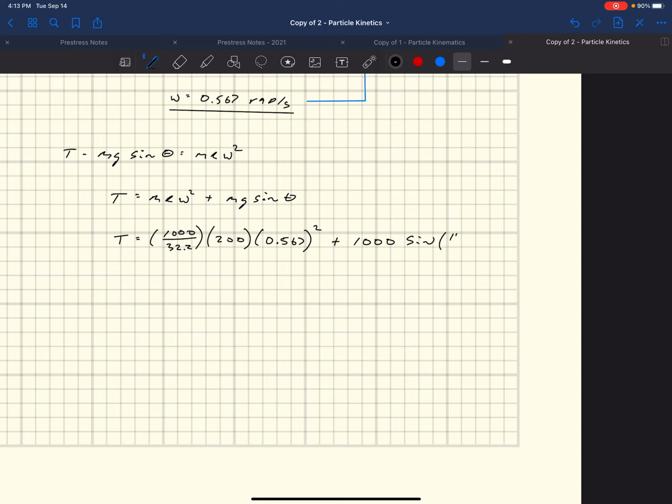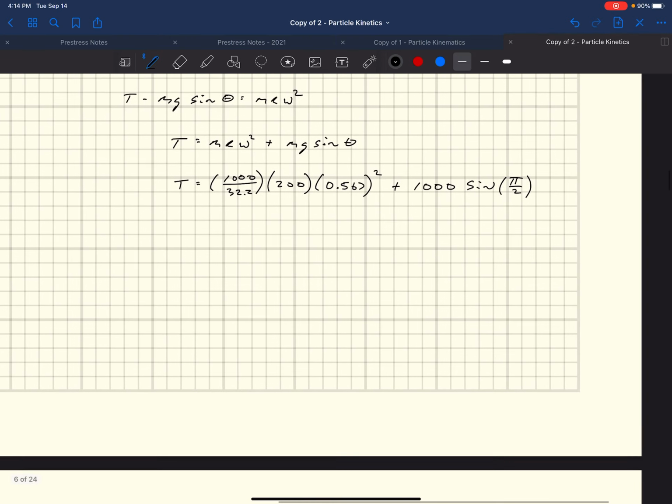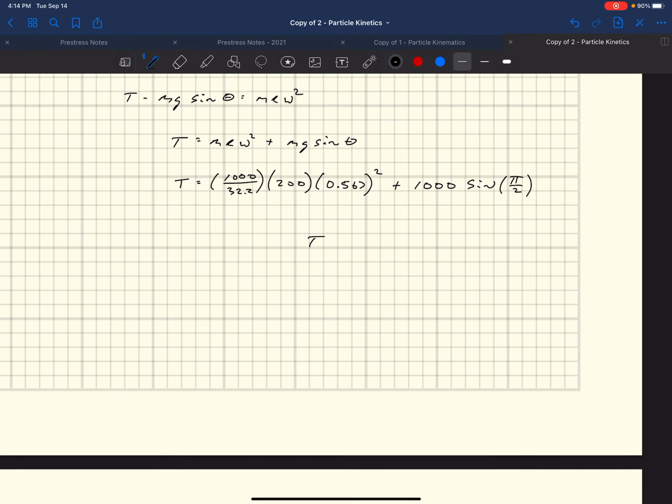of pi over 2. Right? And if you carry out that math right there, you get a tension value of, would you look at that, 3,000 pounds.